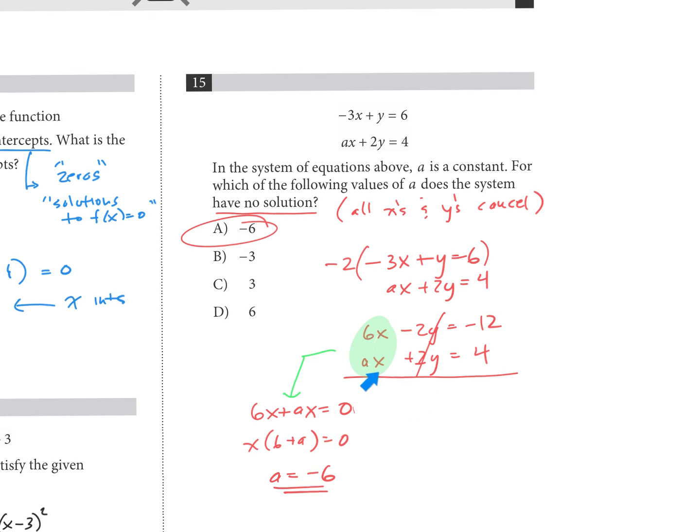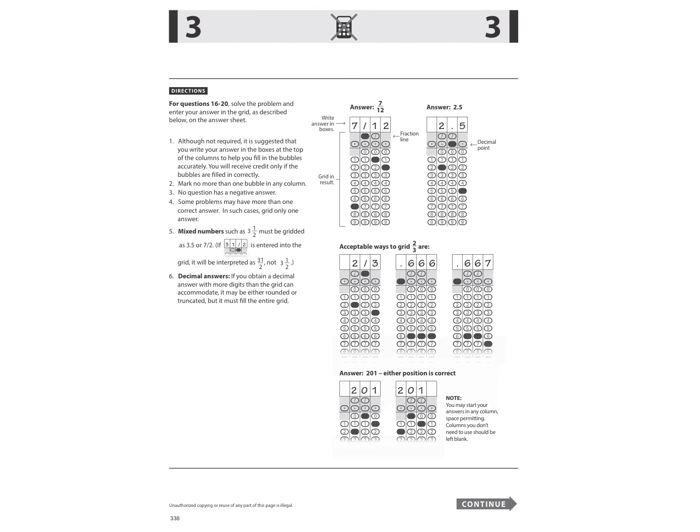And then I need 6x and ax to cancel. So in order for that to happen, I need a basically to be negative 6. I showed the math here, but you could just look at this and be like, what does a have to be right now? And that would be negative 6. Number 15 right here, you're like, man, that's a tricky question. I agree. Don't assume 16 is harder. I know the test gets progressively harder through the multiple choice.